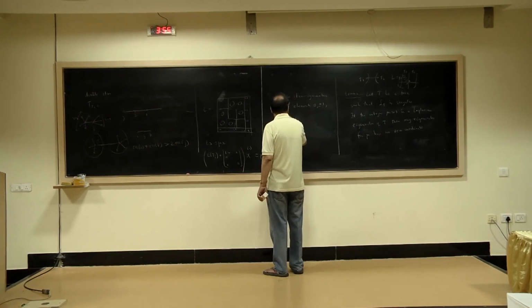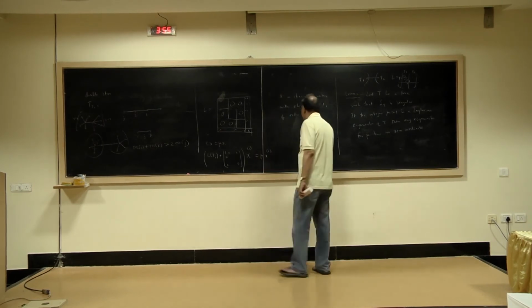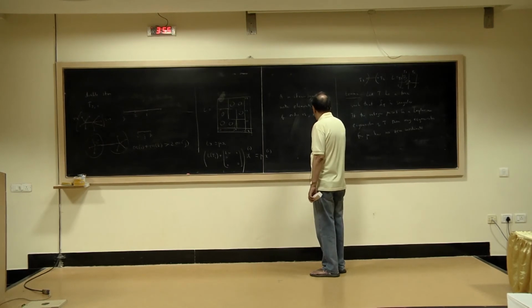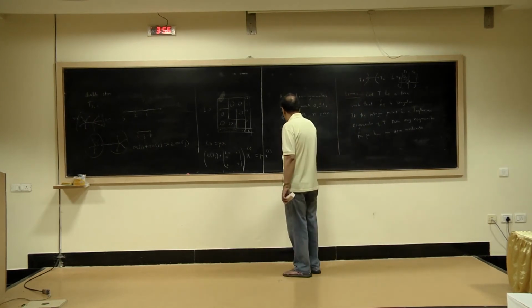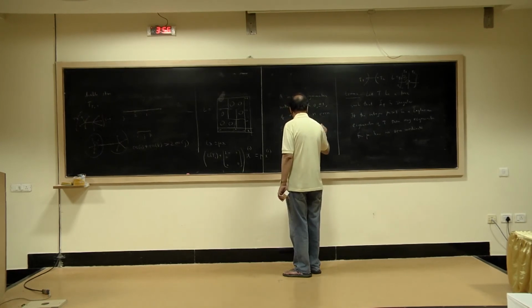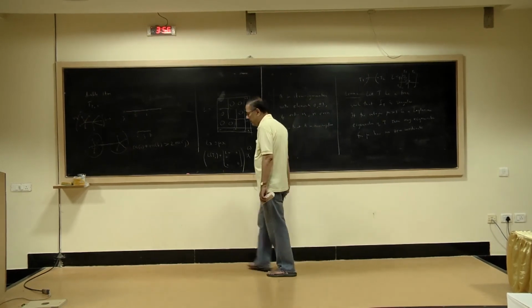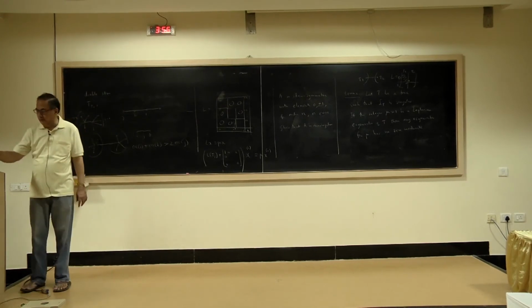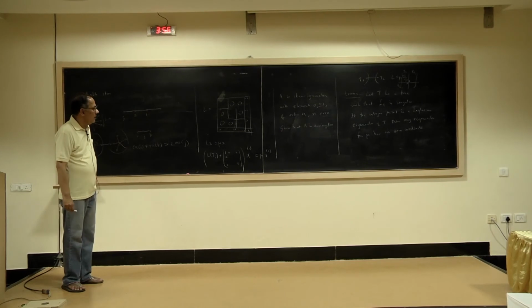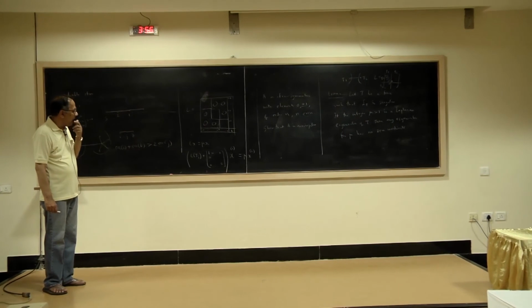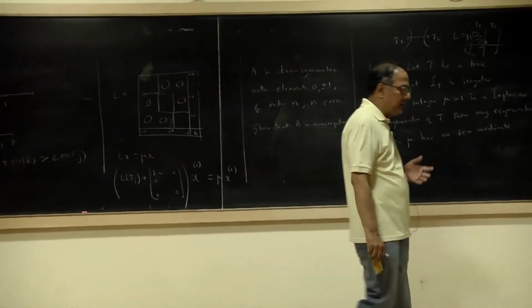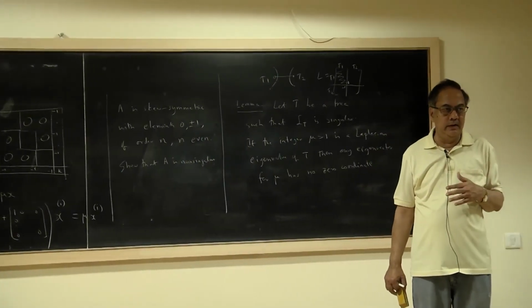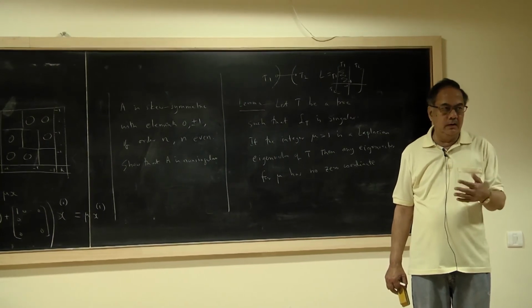And of order n, where n is even. Show that A is non-singular. This is related to that determinant problem. Determinant is even. A similar technique can be used. By the way, because it is skew symmetric, the diagonals will be 0 because A is equal to minus A transpose. So the diagonal elements will be 0, and other than that it is skew symmetric.